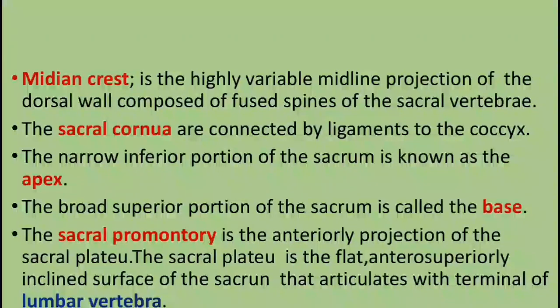The median crest is the highly variable midline projection of the dorsal wall composed of fused spines of the sacral vertebrae. The sacral cornua are connected by ligament to the coccyx. The narrow inferior portion of the sacrum is known as the apex. The broad superior portion of the sacrum is called the base. The sacral promontory is the anterior projection of the sacral plateau. The sacral plateau is the flat anterior superiorly inclined surface of the sacrum that articulates with the terminal end of the lumbar vertebra.